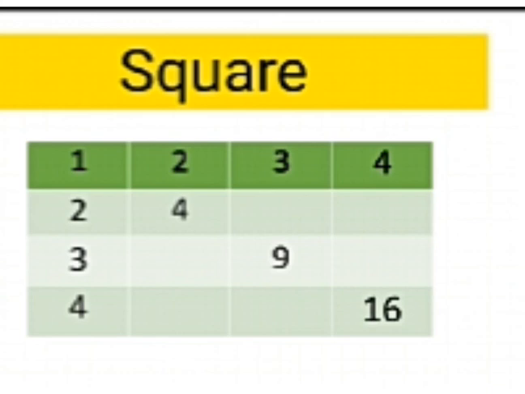Let's look at the table here. 2 times 2 gives you what? 4. So therefore 4 is a square. 3 times 3 gives us what? 9. Therefore 9 is a square. More so, 4 times 4 gives us 16. It means 16 is a square.